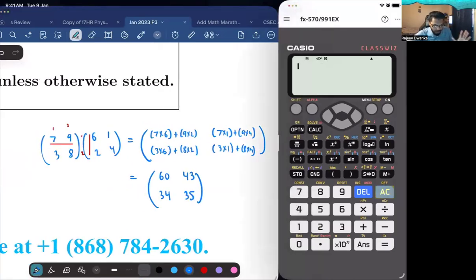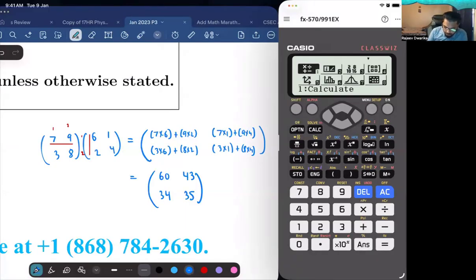Let's do it on the Casio now. If you all want to use your Casio to do matrix problems, pay attention. Somebody was talking to me just now. Leah? All right, Leah, this is what you're going to do. You're going to press menu setup, and go to 4, which says matrix. When you're on the mode, press equal to access it.